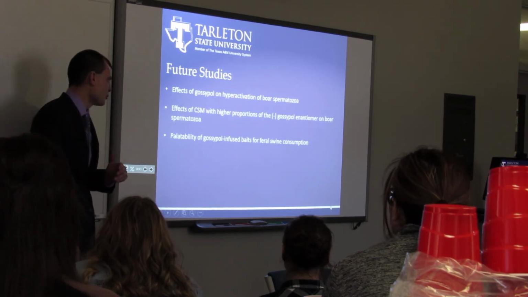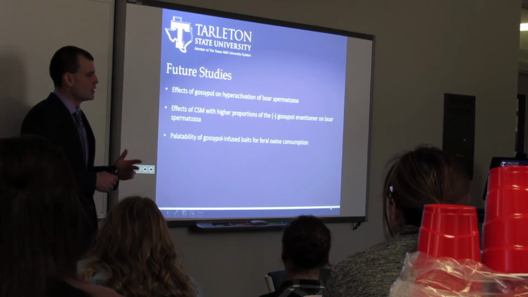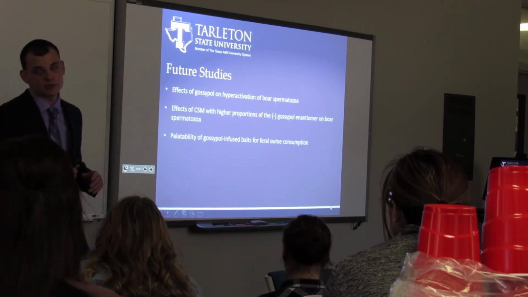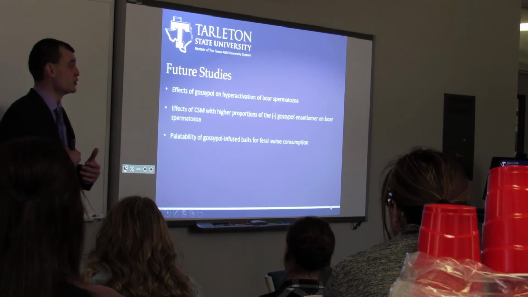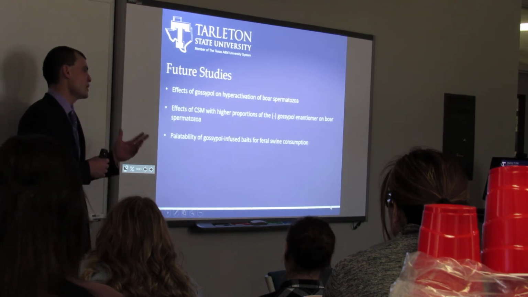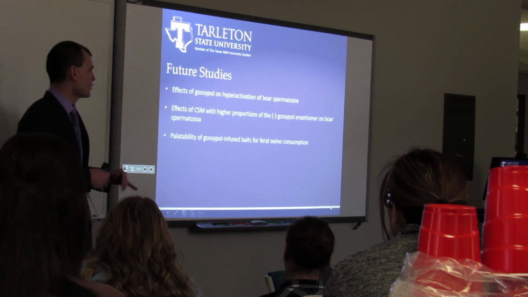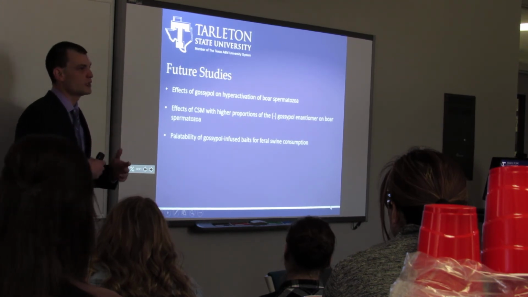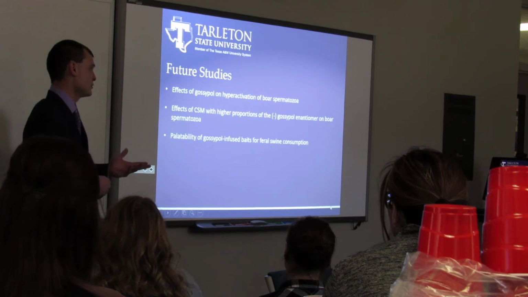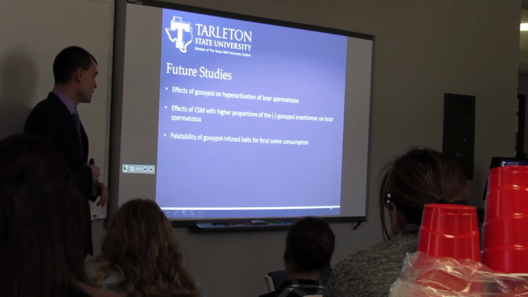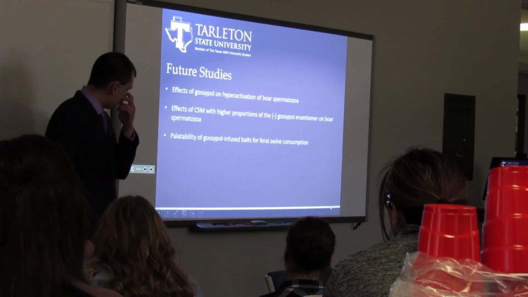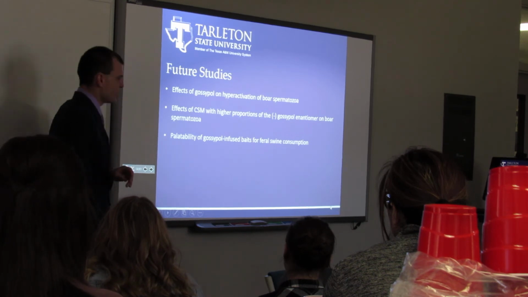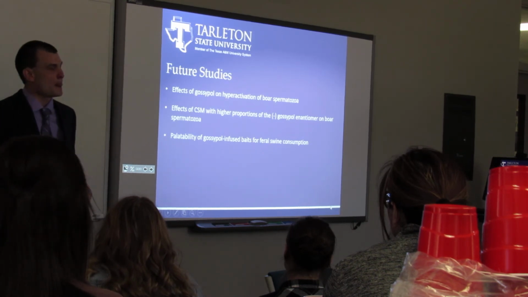Effects of cottonseed milk with higher proportions of the negative gossypol enantiomer on boar spermatozoa. In our study, the cottonseed milk that we utilized had higher proportions of the positive enantiomer, and we know that the negative enantiomer is more toxic. So we might see a more pronounced effect in spermatogenesis on the motility of the sperm produced by these treated boars. And then also the palatability of gossypol-infused baits for feral swine consumption.